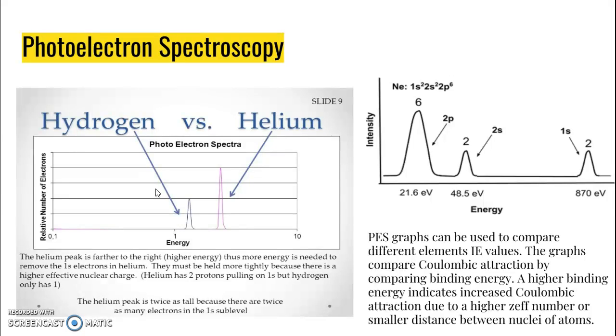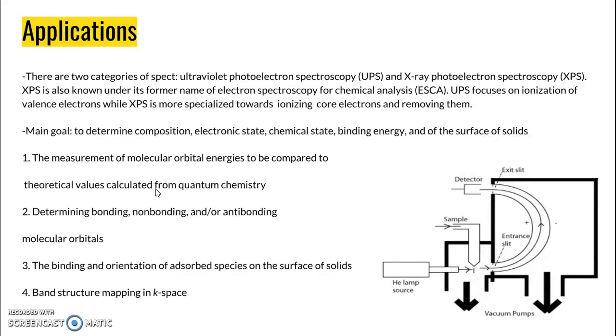And in the PES graph, you can compare different elements using their ionization values. The graphs compare Coulombic attraction by comparing binding energy. A higher binding energy indicates increased Coulombic attraction due to either a higher Zeff number or a smaller distance between nuclei of atoms. So how is it applied?